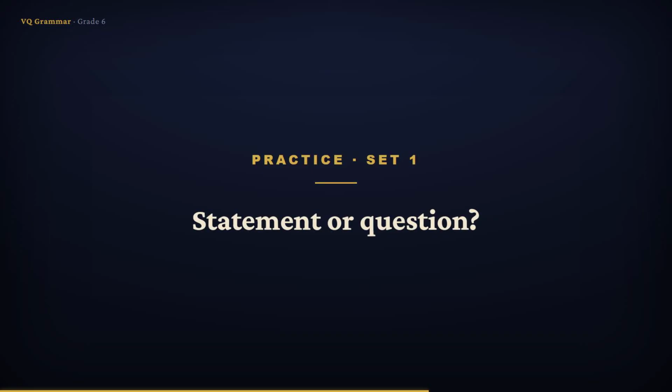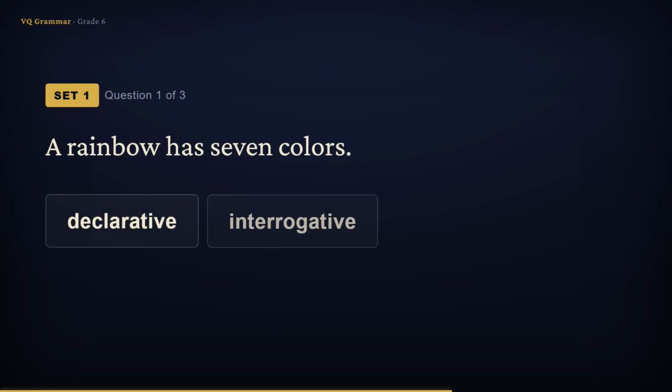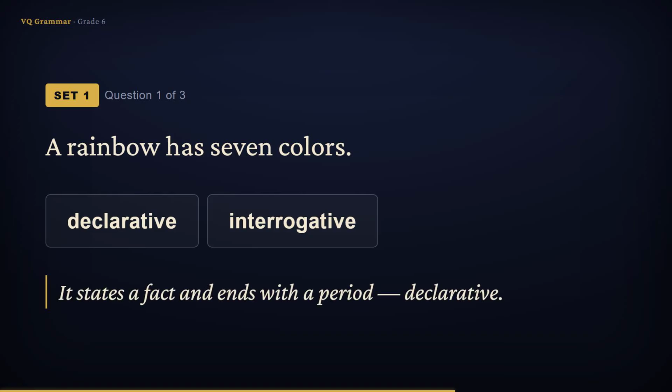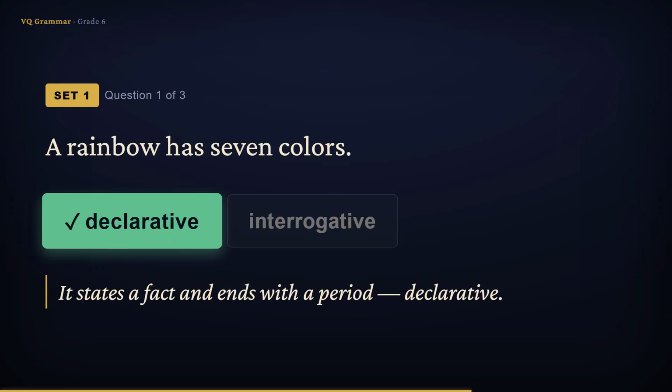In this first set, read each sentence and decide, is it a statement, which is declarative, or a question, which is interrogative? Pause the video and try each one yourself before I give the answer. A rainbow has 7 colors. Is this telling or asking? It's telling you a fact about rainbows, and it ends with a period. Nobody is being asked anything here, so the answer is declarative.